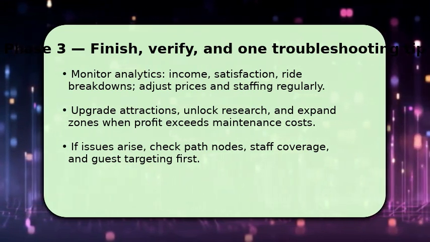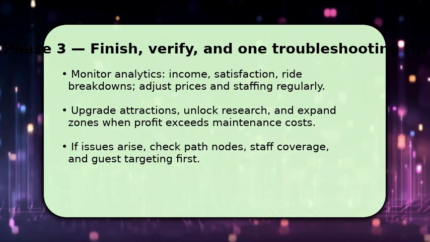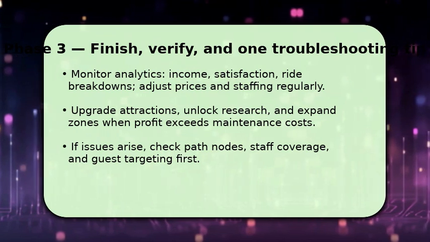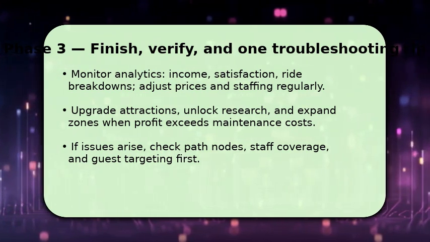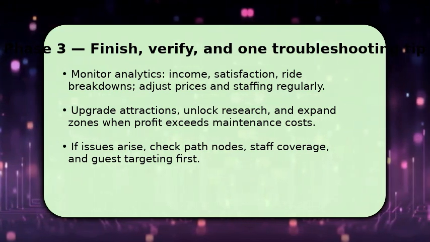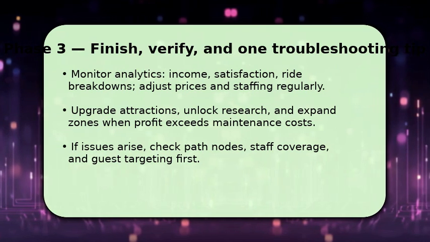Make sure to run A/B tweaks. Change one variable at a time so you can tell what works. If things go wrong, first inspect path connectivity, staff coverage, and guest target settings. These common issues explain most drops in revenue and satisfaction and are fast to fix.